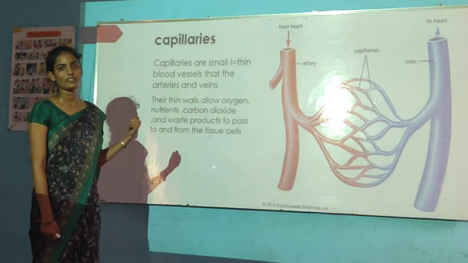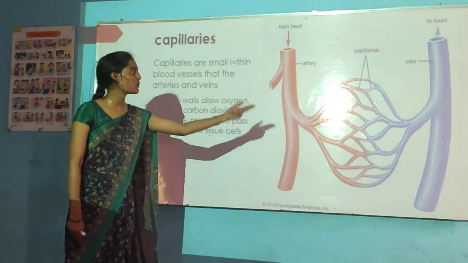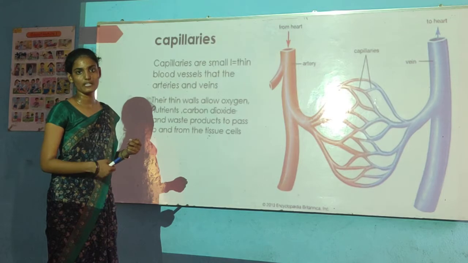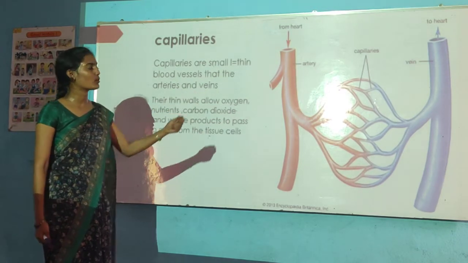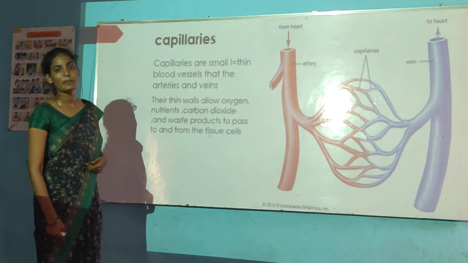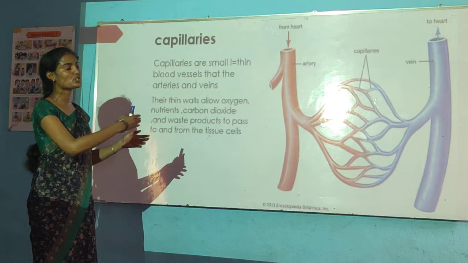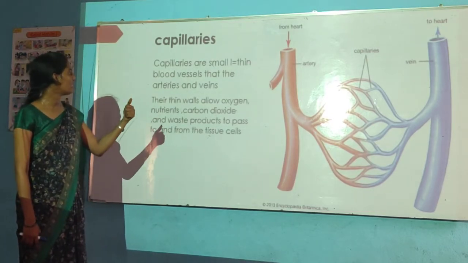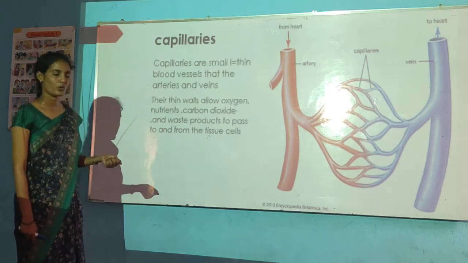And next is capillaries. In between the arteries and the veins, there is a junction. There only the cells take the oxygen and nutrients, and there only the cells release the waste products. That junction we call capillaries. Capillaries are the smallest and thinnest blood vessels present in our body, which form the junction between arteries and veins.